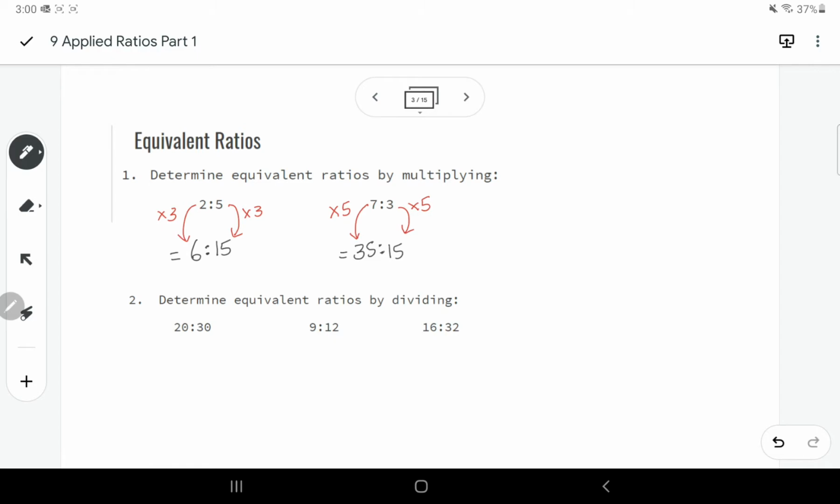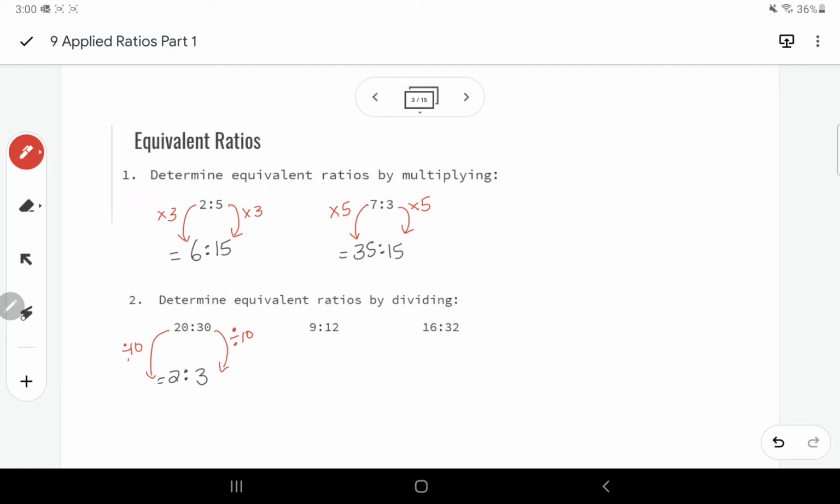When you're dividing to get equivalent ratios, it's a little bit more particular. You won't likely want to divide by something that's going to give you messy decimals, though you could. So here I have 20 to 30. I see right away those both end in a 0, so I could divide both of these by 10. So here, 20 to 30, 20 divided by 10 is 2, and 30 divided by 10 is 3. So that's an equivalent ratio.